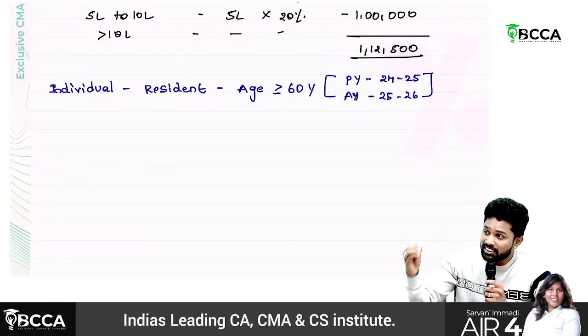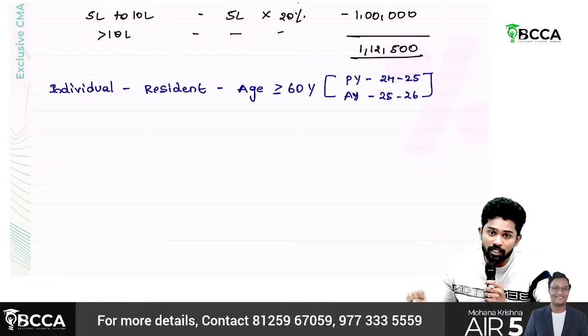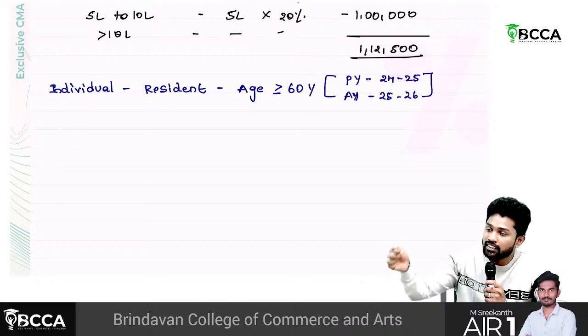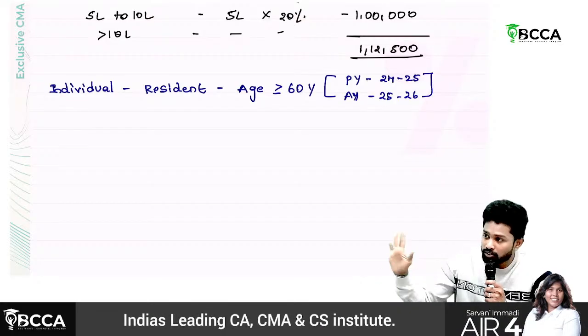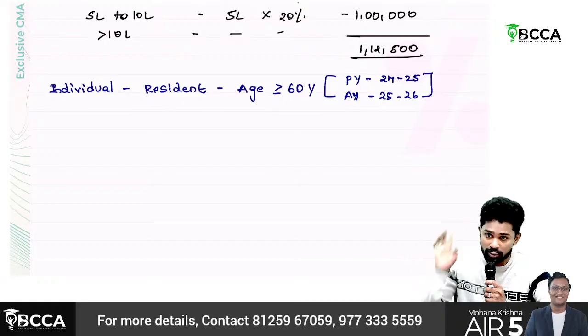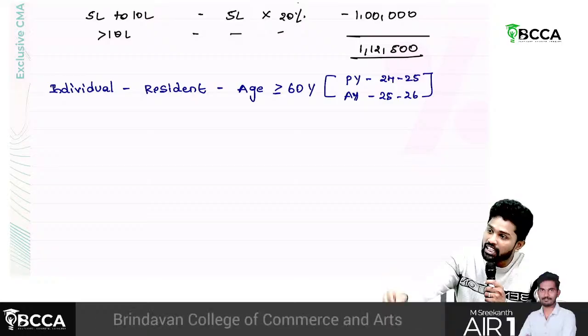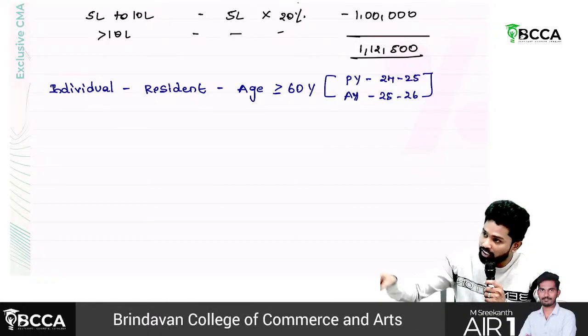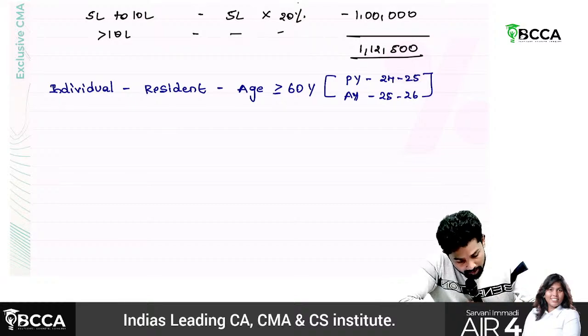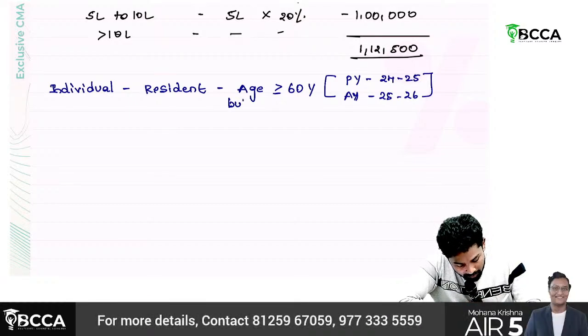If he attains 60 years of age on 1st April 2025. Why 1st April 2025? First day of the assessment year. If he is attaining the age of 60, then he is called what? Senior citizen. On the first day of the assessment year, we should check: on that day, does he have 60 years of age or not? If he has 60 years of age, then he is called a senior citizen. Age greater than or equal to 60 but less than 80 years. That is also right.